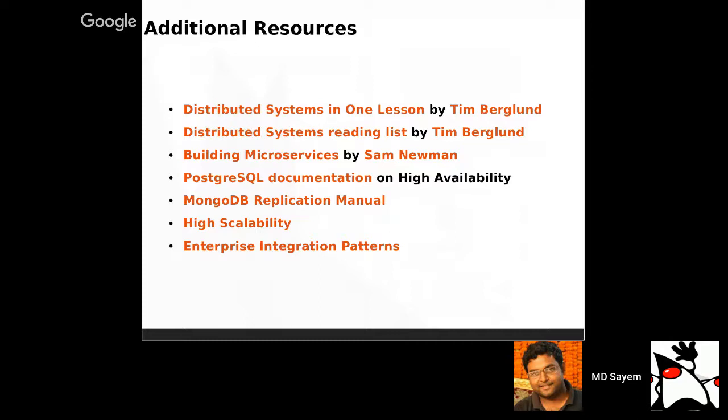You can also read the Postgres documentation on high availability. It lists all the different ways you can replicate PostgreSQL databases. You can also read the MongoDB replication manual to see how a NoSQL data store replicates or shards itself. And there's High Scalability, a website which is all about scalability and distributed systems. And the last one, Enterprise Integration Patterns, is also about distributed systems, and the guy who manages that site is sort of a legend in the distributed systems area. So all of these are highly recommended resources.